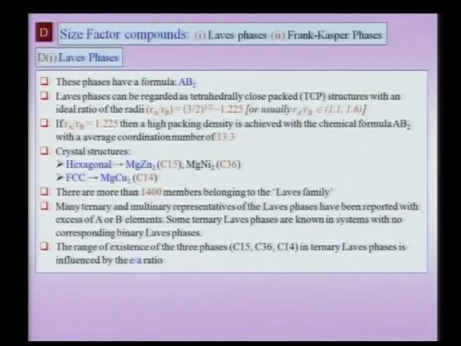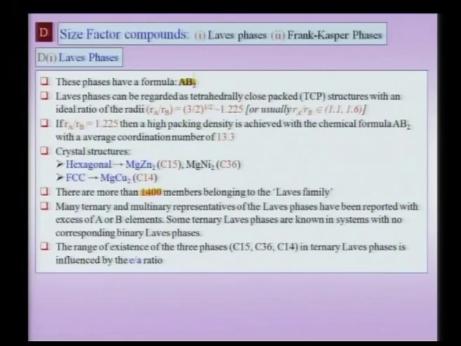These Laves phases, as we shall see, are a very important class of compounds, and there are more than 1400 members known in this class. It is a large class of compounds, all of them size factor compounds having a formula of AB2. Here we are describing a very large class of compounds, called tetrahedrally close packed structures, and we will take up some examples to understand these structures.